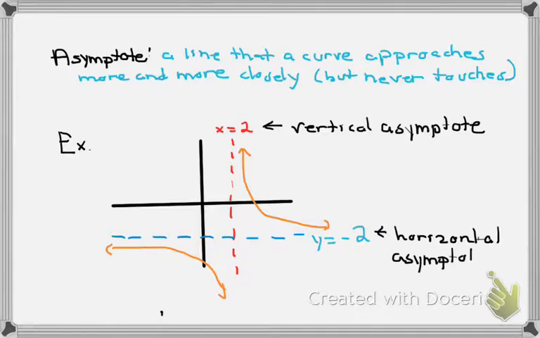So this is just an example when you have an asymptote that isn't 0 for your vertical and your horizontal, like it was in our previous example when looking at our base function of our rational function. So asymptotes can exist at other places other than 0.